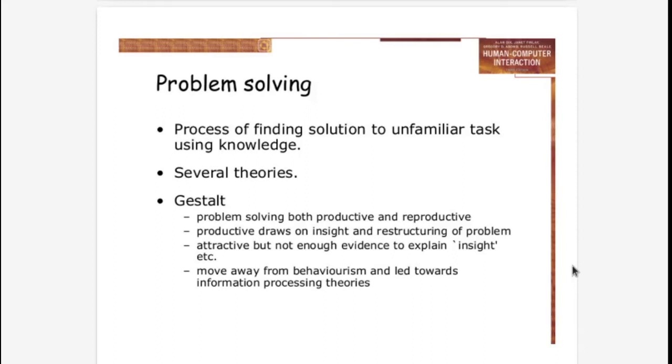So if reasoning was the inferring of new information from what is already known, then problem solving is the process of finding a solution to an unfamiliar task using knowledge. Human problem solving is characterized by the ability to adapt the information we have to deal with new situations. There are a number of different views of how people solve problems. So there are several theories.